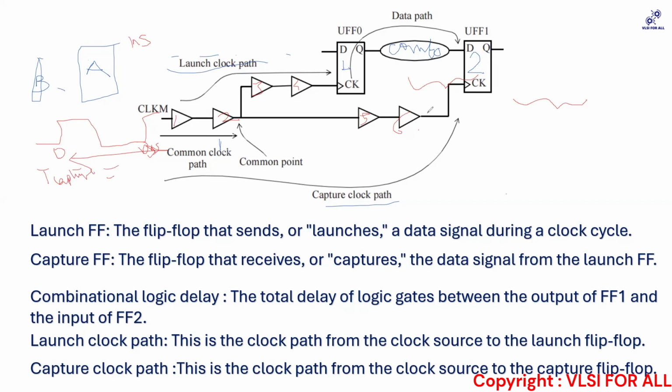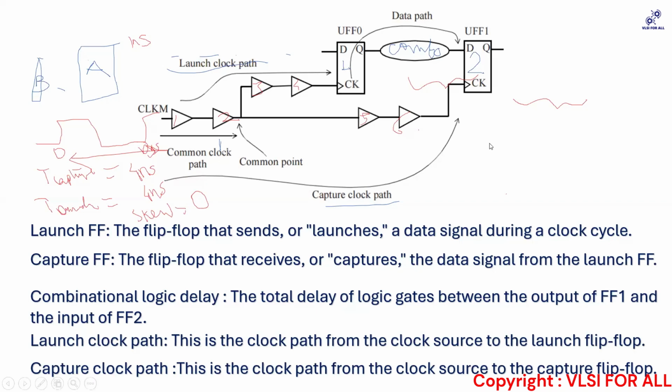1 plus 1 plus 1 plus 1. It is how much? 4 ns. Okay, and for T launch, how much will we have the delay? It will be equal to 4 ns. Okay, now what will be the skew value? 0. Correct. So this is how to calculate the skew.